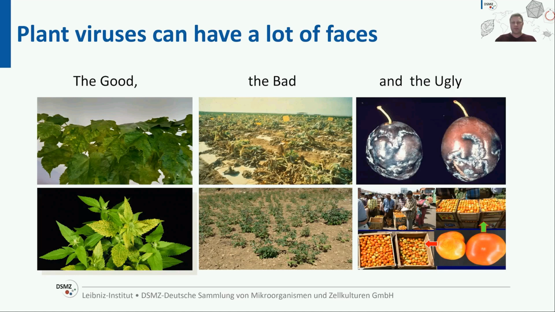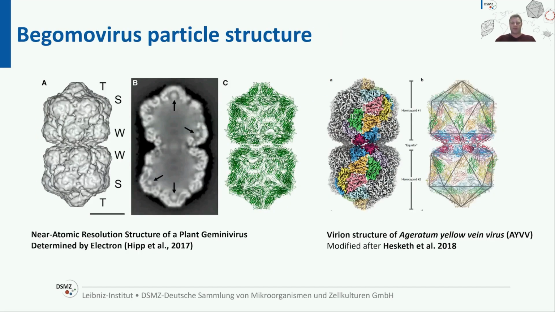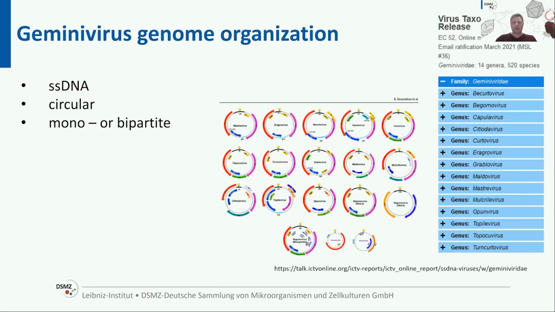Begomoviruses are responsible for a range of plant diseases, in particular in tropical and subtropical regions, affecting crops like tomato, beans, and cotton, with symptoms including yellowing, stunting, and leaf curling. Begomoviruses belong to the plant virus family Geminiviridae. They're characterized by their twin-shaped particle structure, which harbors a DNA genome. More precisely, they possess single-stranded DNA, which is circular in structure. They can be either monopartite with a single genomic component or bipartite with two components.